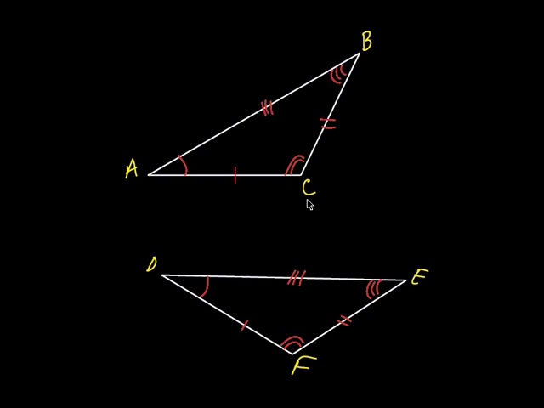I didn't make it smaller. I didn't make it bigger. I didn't change the angles. I didn't change the lengths of the sides. All I did was twist it around. But they're still congruent triangles, and how do you know which sides correspond to which?